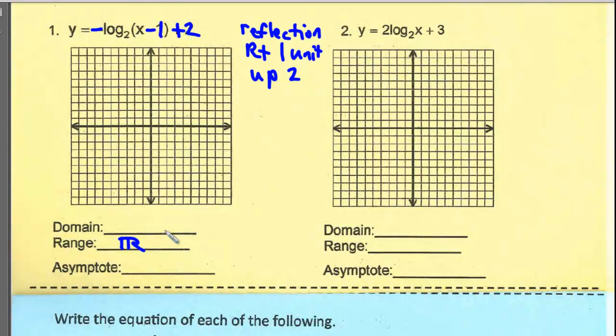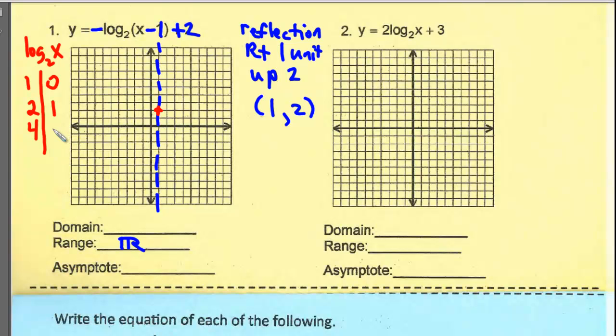Now let's find our new asymptote. Since x is moving to the right 1 unit, our asymptote moves right 1 unit. So we moved right 1, up 2. So this is my new starting point. Now let's talk about our old points. The parent function was log base 2 of x. Those old values were (1, 0), (2, 1), (4, 2), and (8, 3).